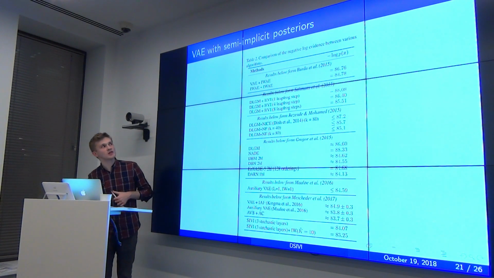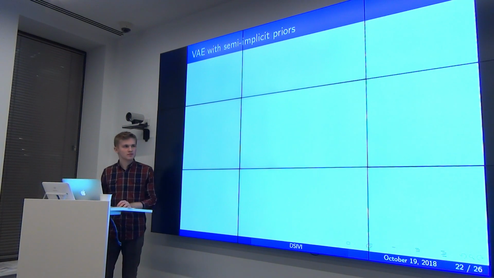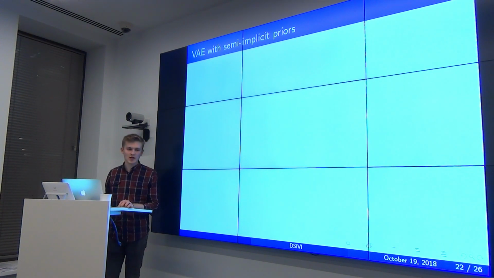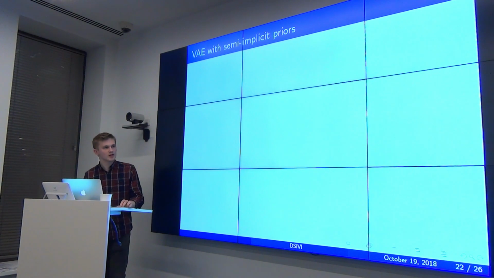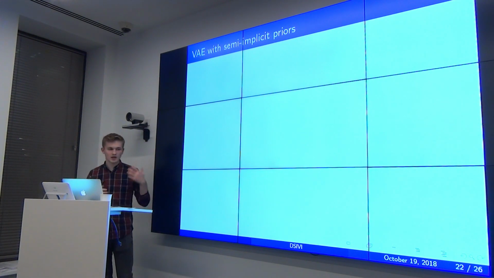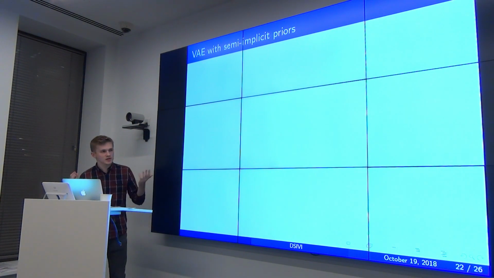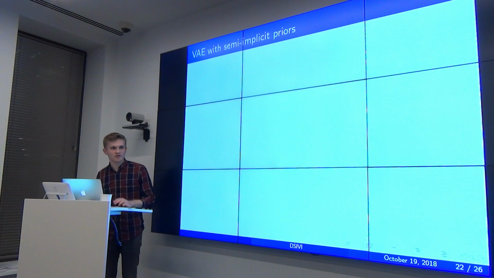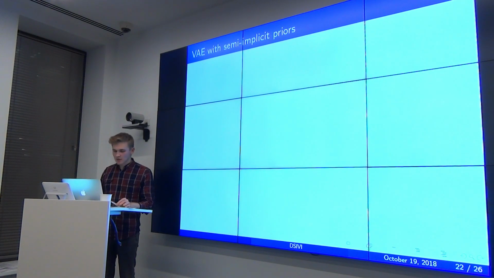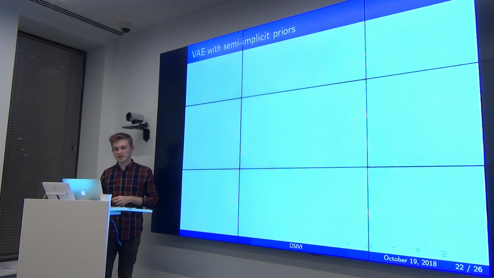Okay, well, we can have not only implicit posterior distributions, but also semi-implicit priors. Why would we do that? The main reason is that the standard normal prior in variational inference was shown to not work so well for various reasons. For example, it over-regularizes the model and makes the latent representation sparse. For that reason, beta-VAE and some other models were introduced. But the current state of the art for VAE on MNIST, for example, is VampPrior.